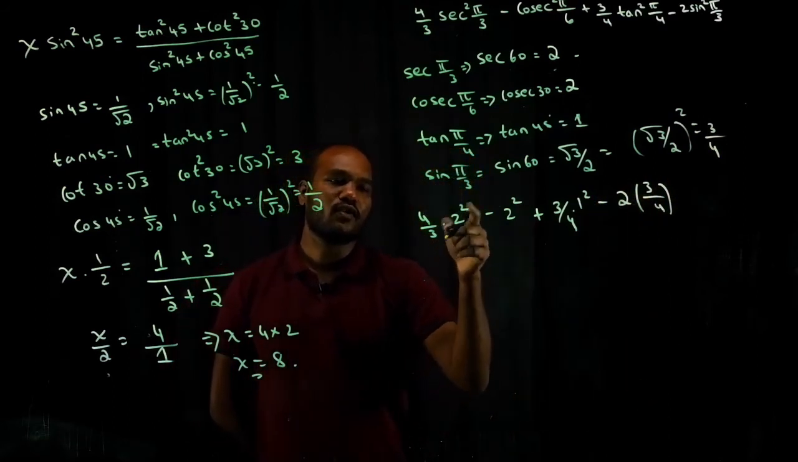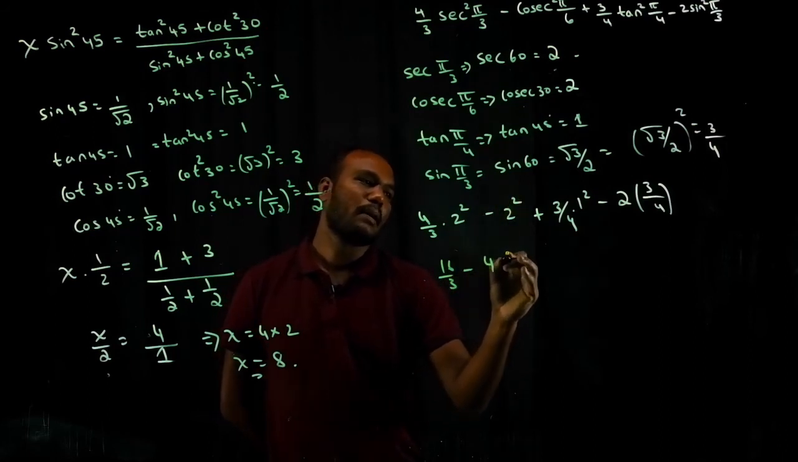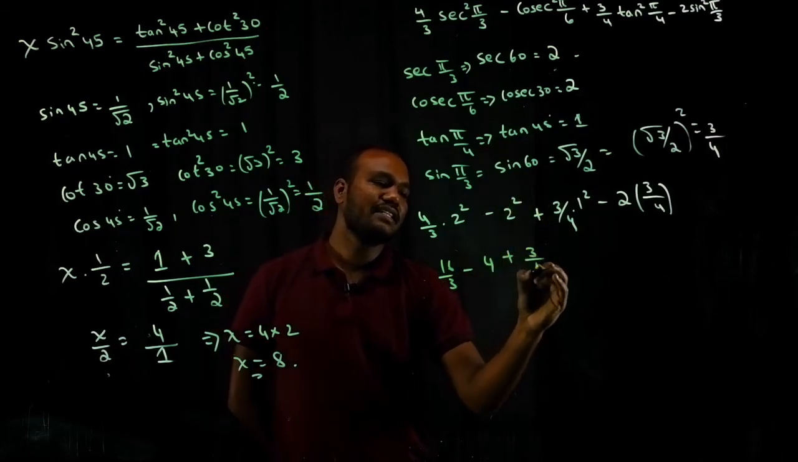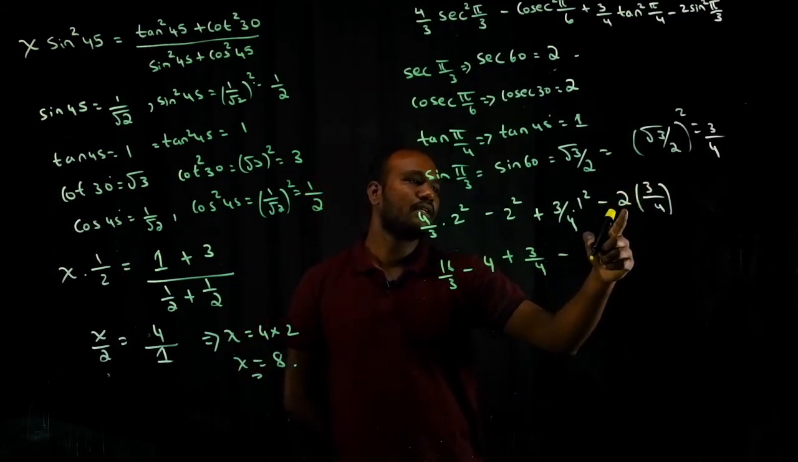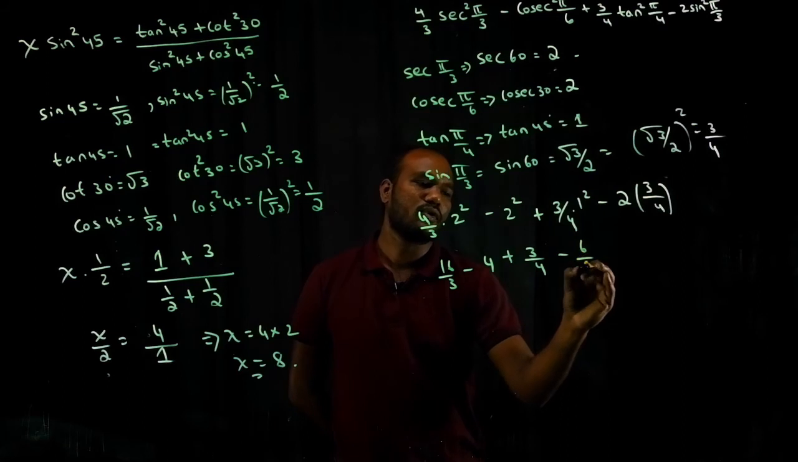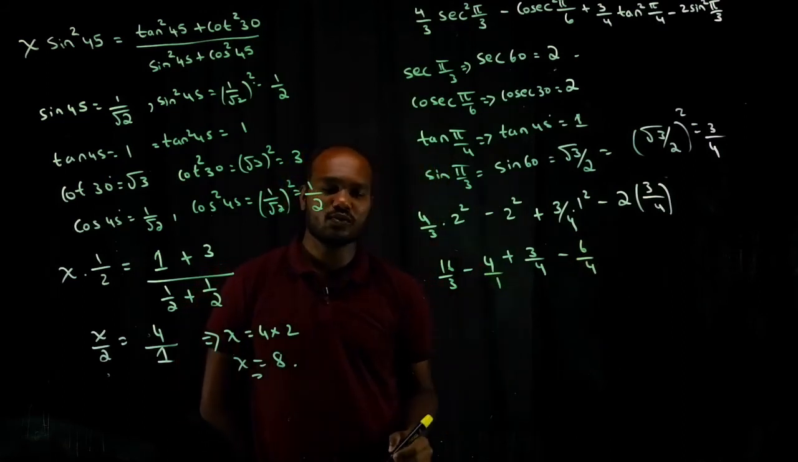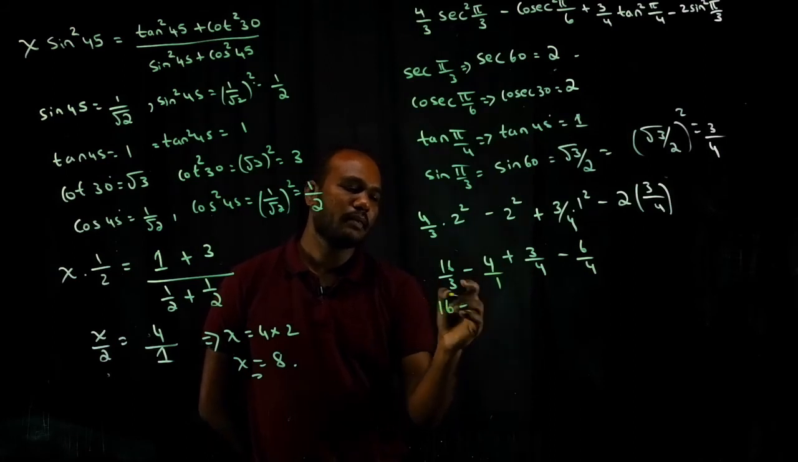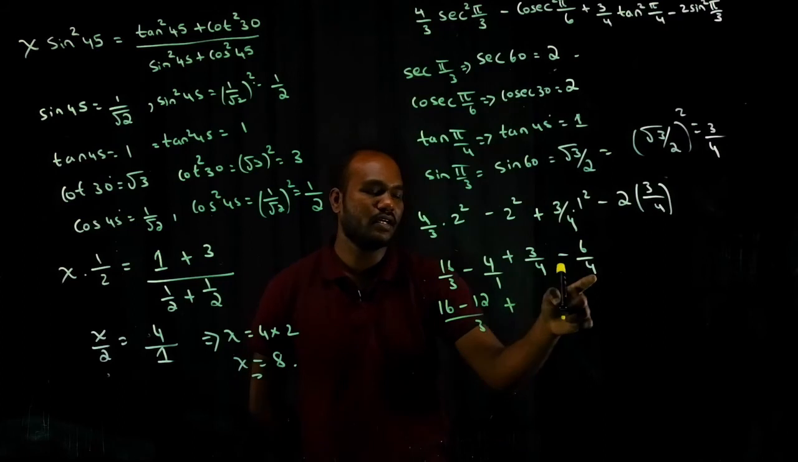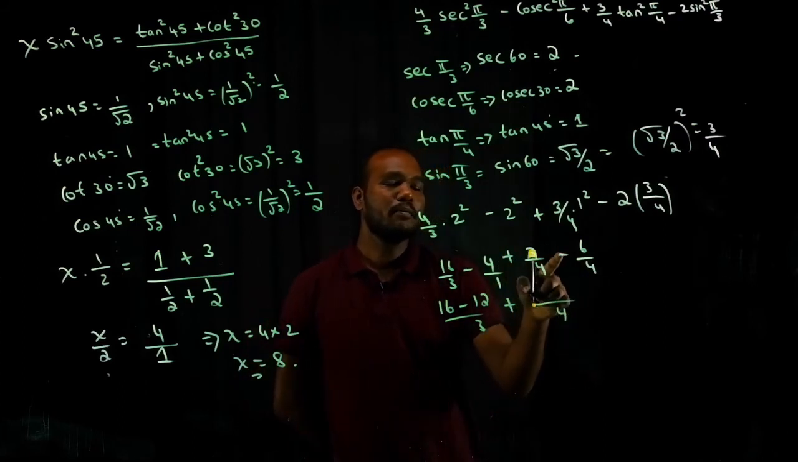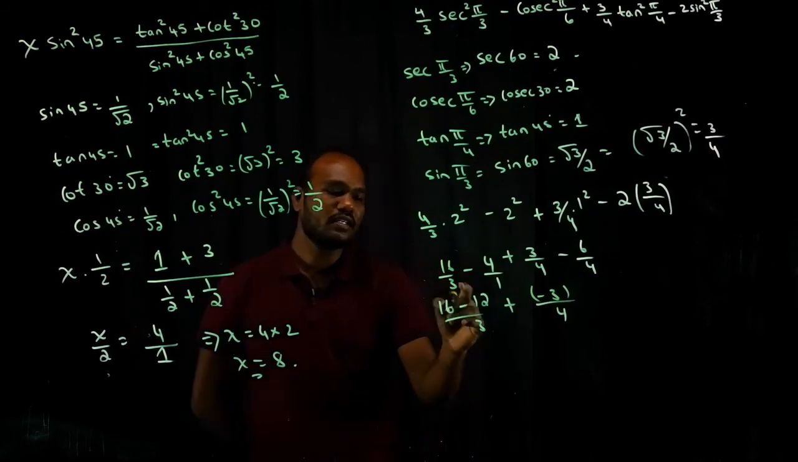2 square is 4, 4 into 4 is 16. So 16 over 3 minus 2 square, 4, plus 3 by 4 into 1 is 3 by 4, minus 2 times 3 by 4, that is 6 by 4. Now see here, 16 by 3. If I take the denominator as 1, 1 into 16, 16 minus 3 into 4, 12, over 3, plus, again that LCM is 4 itself, 3 minus 6 is how much? Minus 3. Now if I solve this, what will happen?